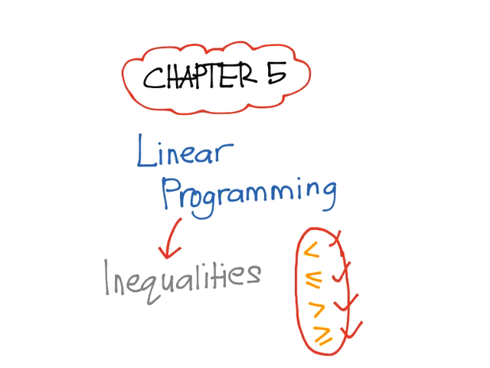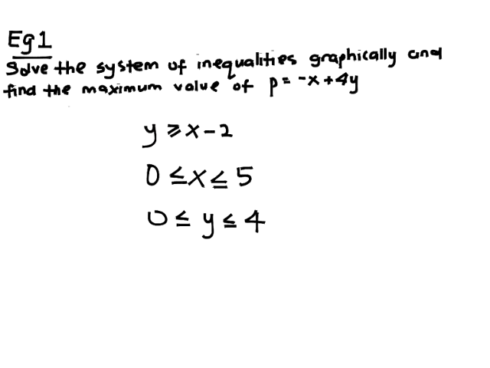Since linear programming is more about problem solving, let us go straight away with the example. The first example that we have here is: solve the system of inequalities graphically and find the maximum value of p equals negative x plus 4y.